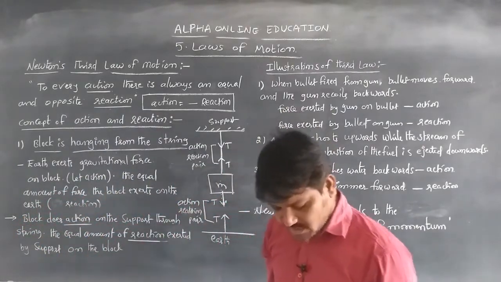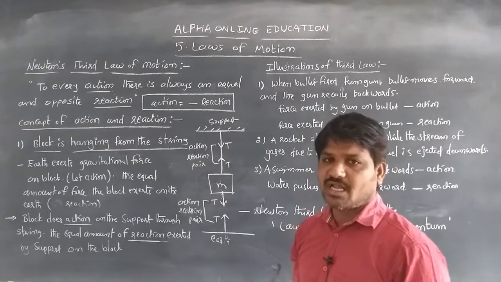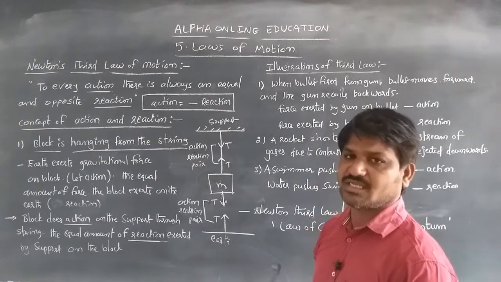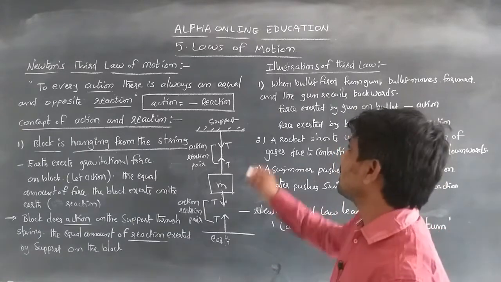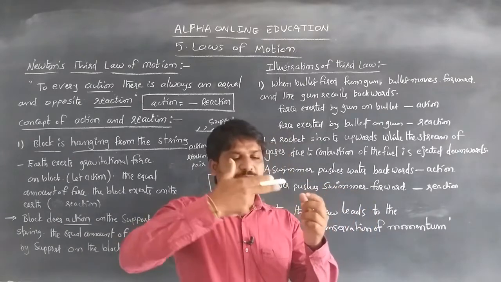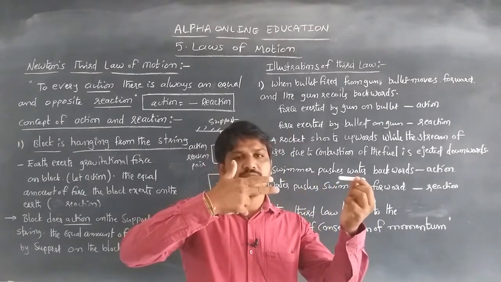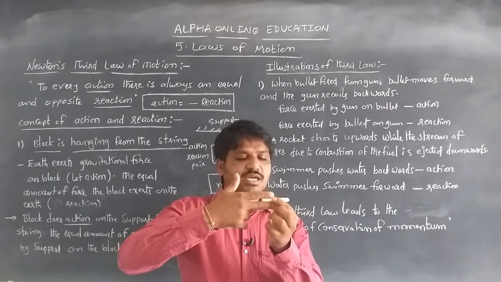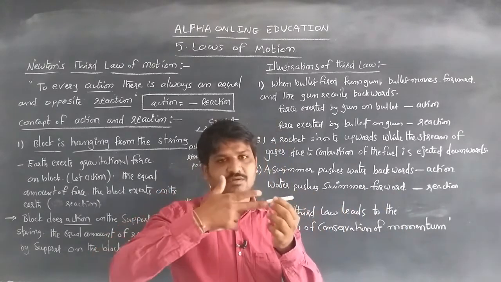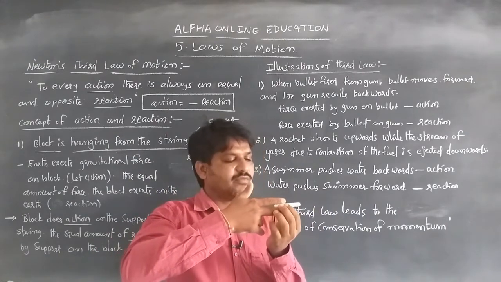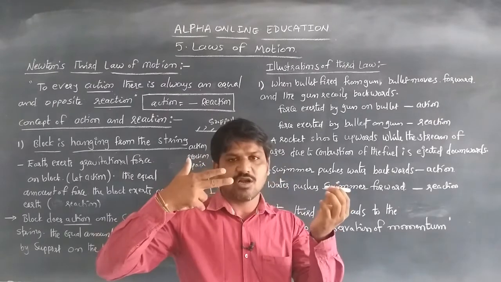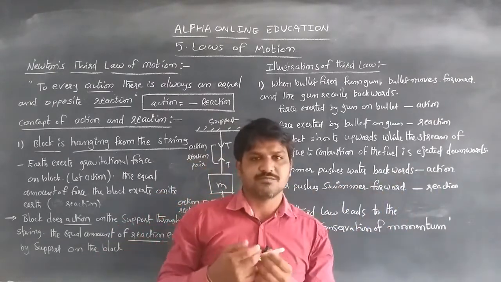What applications can we derive in our livelihood where Newton's third law is applicable? When a bullet is fired from a gun, the bullet moves from the gun. When the bullet is moving in the forward direction, the gun recoils in the backward direction. Whenever a bullet is fired from a gun, the gun recoils backwards and the bullet moves forward.